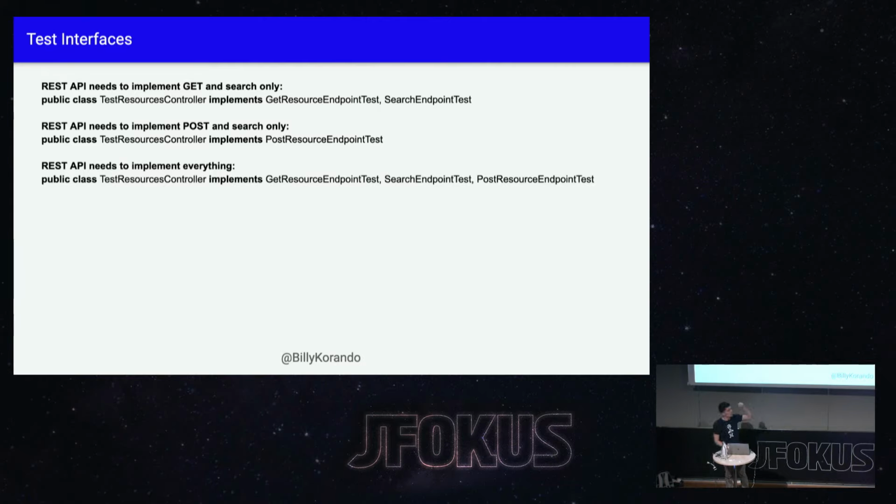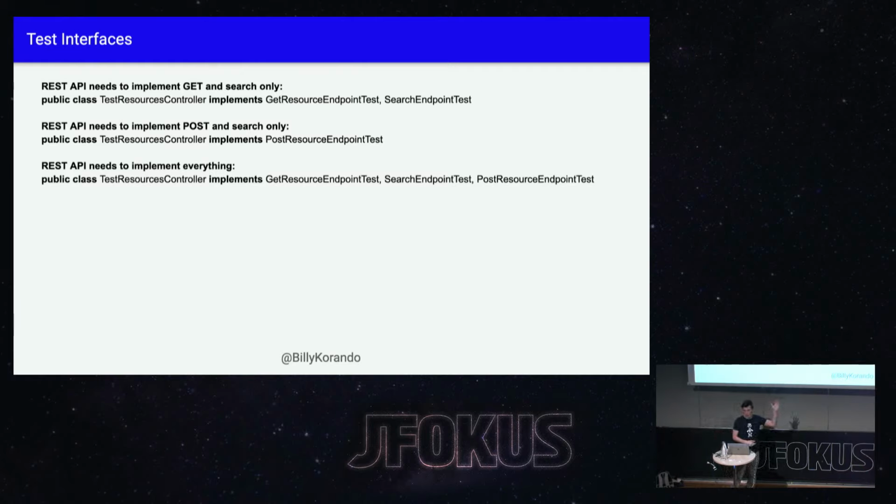And so yeah, if a RESTful API implements GET, they can just do the GET endpoint. If they're implementing POST, then I have a specific POST test interface. If they're implementing everything, they can do GET, POST, search, and so on. All those patterns you can divide up into these separate discrete things.